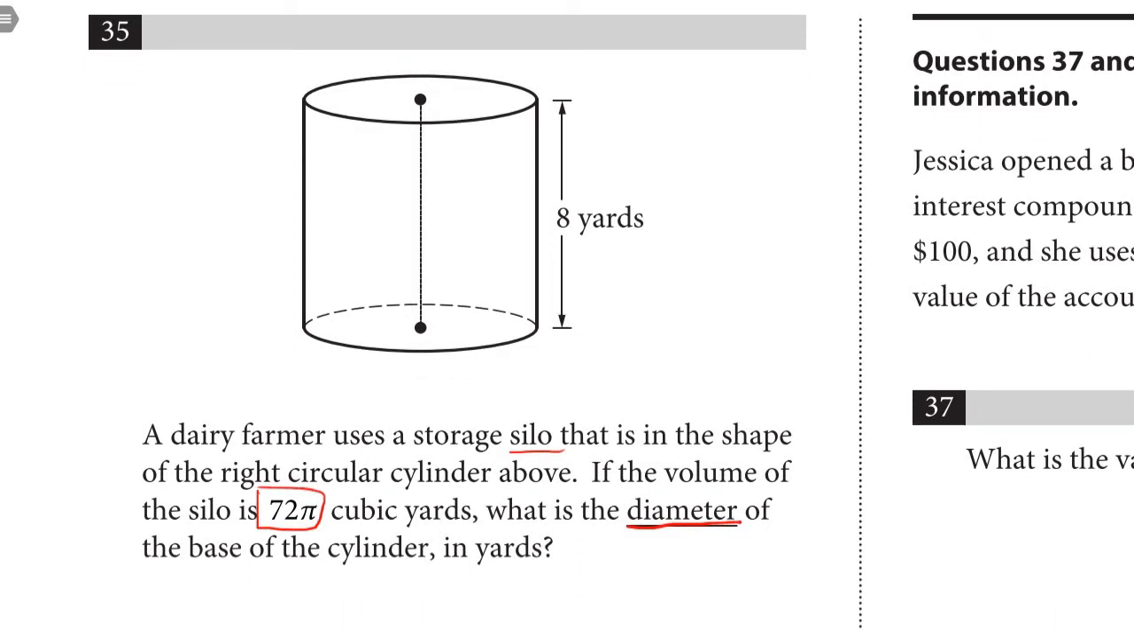Okay, so this question is pretty cool because, well, it's not cool. It actually sucks. All questions suck on the SAT. But it's interesting because usually on these kinds of questions, they give you some dimension, maybe the height, maybe the radius, and they ask you to find the volume. But they're flipping things on you. They give you the volume, and they're asking you to work backwards to find the diameter.